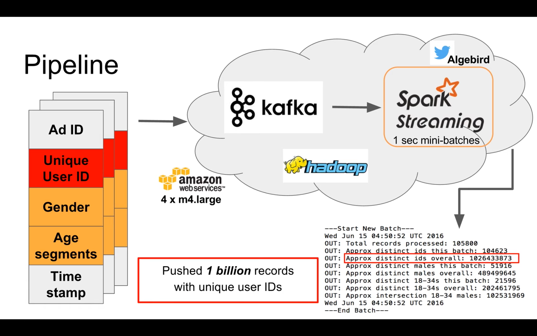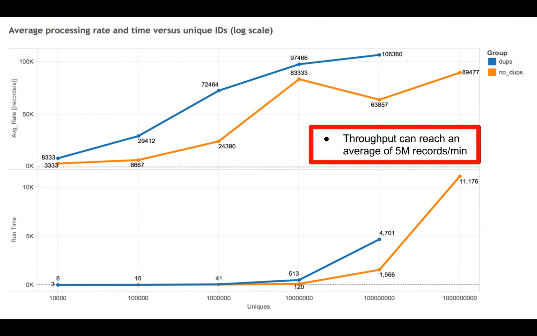I constructed a pipeline to process simulated ad view data using Twitter's algebraic implementation of hyperloglog. I used Kafka for ingestion and Spark streaming for processing on a 4-node AWS cluster. In one exemplary run, I pushed 1 billion records through the pipeline, which took about 3 hours to process. More specifically, for longer streams, I was able to process roughly 100,000 records per second. And for streams with fewer than 1 million records, these were processed in less than a minute.